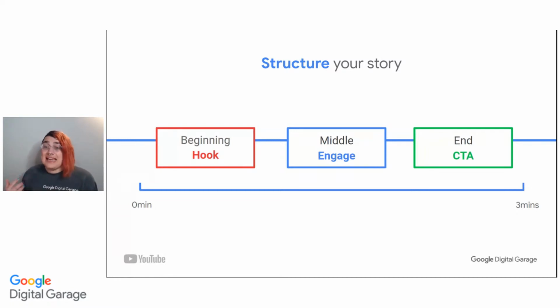Then the middle is the engagement phase. This is your main content. This is where you try and get your particular message across. Always think about the message for each video. What are you trying to show people? If they can only take one thing away from your video, what would you want that one thing to be? Have that in mind as you plan out your video. You're going to want to keep coming back to that in the middle section.